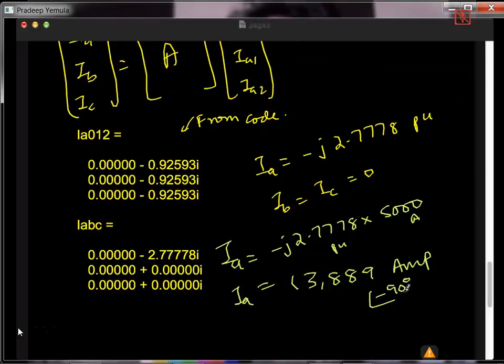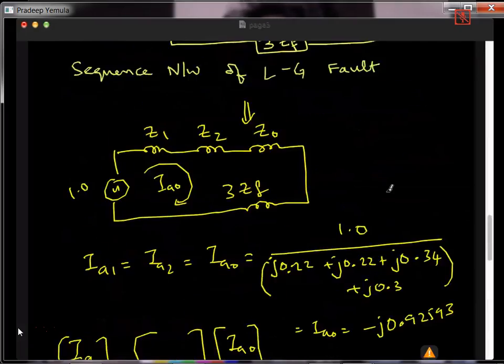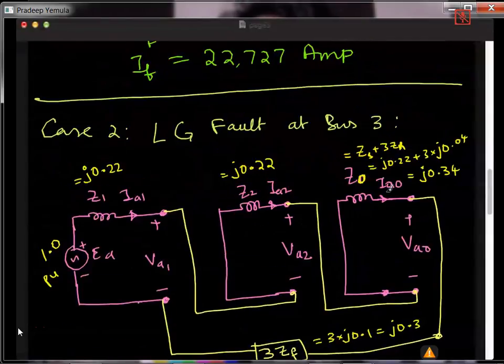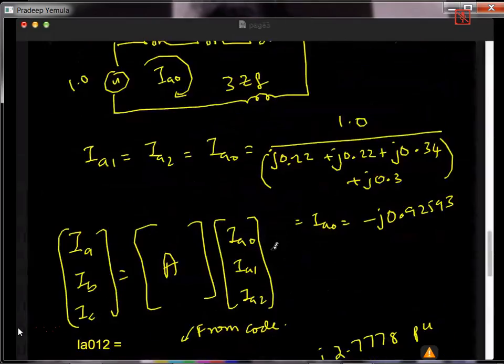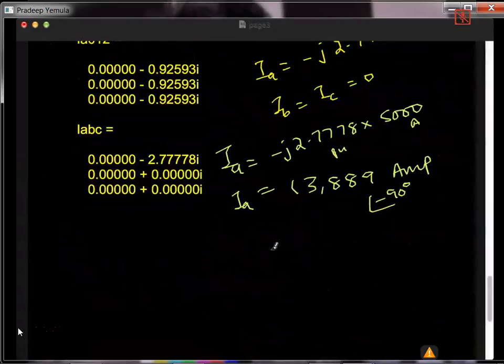Okay, so we concluded the case 1. Any doubts up to here? What I have done, I have taken the LG fault at bus 3, just copied the sequence network for the LG fault. From the sequence networks, I put the values in it, and from the values, I calculated the currents. That is the same procedure we follow for other cases also. Any doubts up to here?